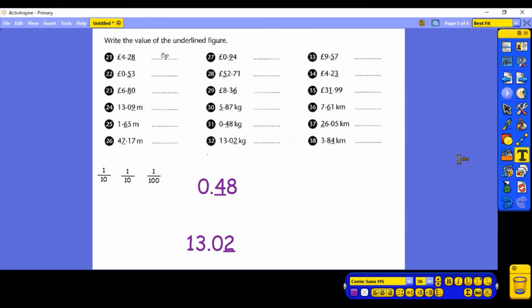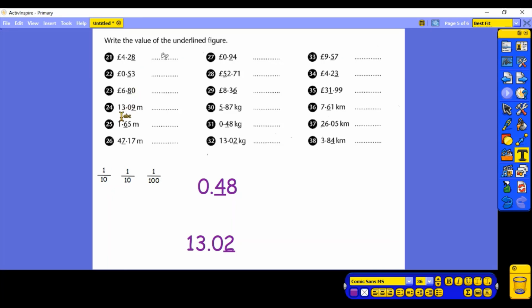Okay, so it is underlining certain digits within these measurements, these numbers. So on the first one, it says £4.28, and the 8 is underlined there, if you can just about see. And it wants you to write the value of the underlined figure or digit. So for this one, it wanted to know what the 8 there in the decimal was actually worth. And that's worth 8p.